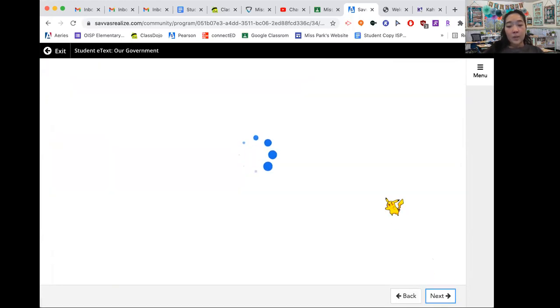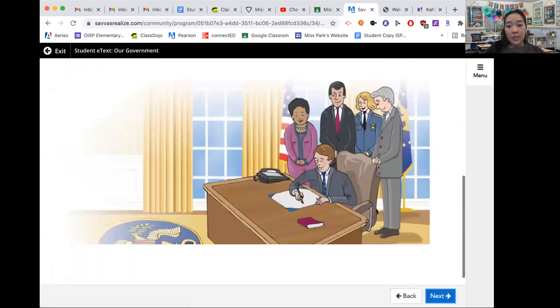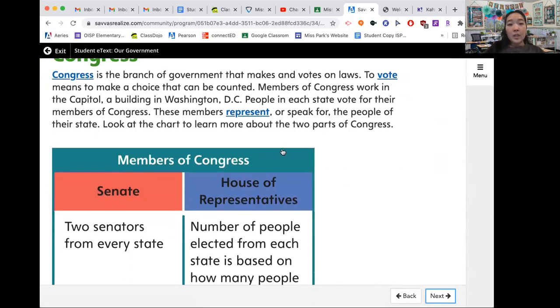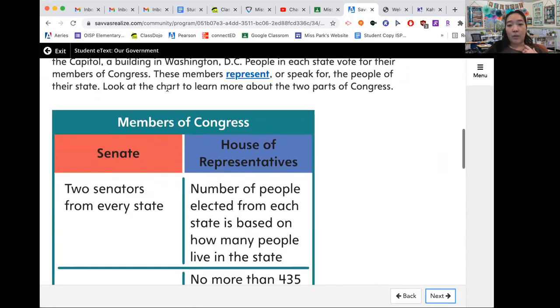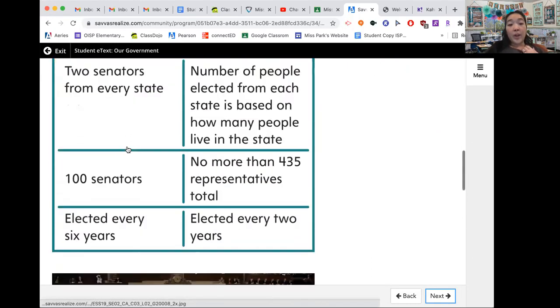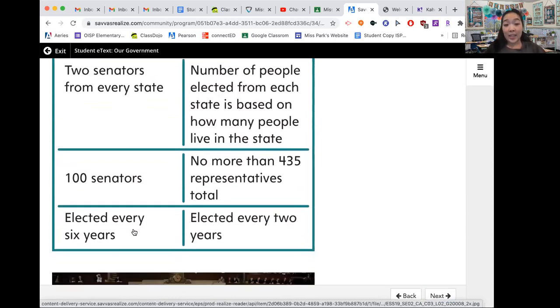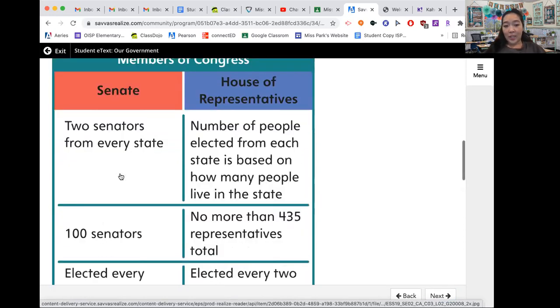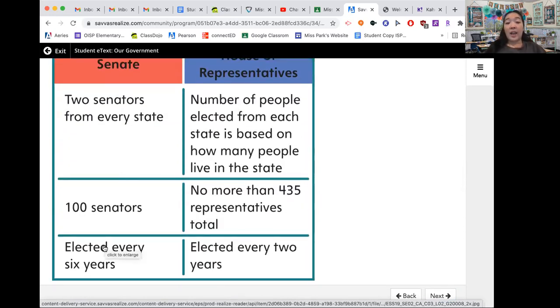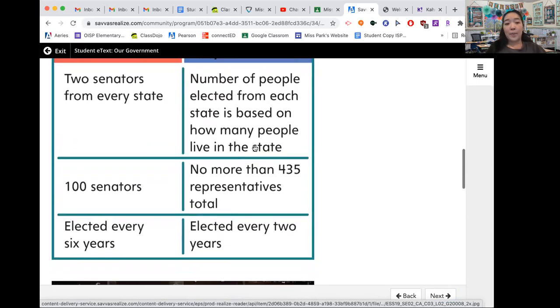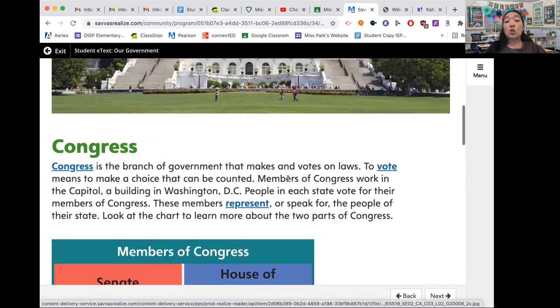So here's what is a government, the president. Here's Congress, ready? So Congress is the branch of government that makes and votes on laws. To vote means to make a choice that can be counted. Okay, there are two parts. A Senate is elected every 6 years. There are 2 senators from every state, so 100 in total, elected every 6 years. The House of Representatives, the number of people elected from each state is based on how many people live there. There are no more than 435 of them, and they're elected every 2 years.